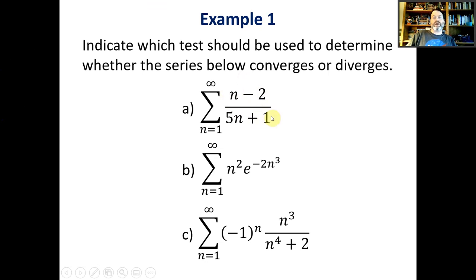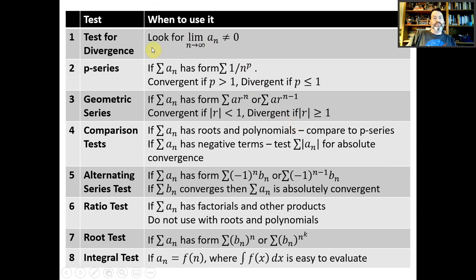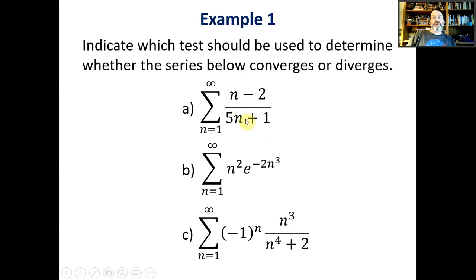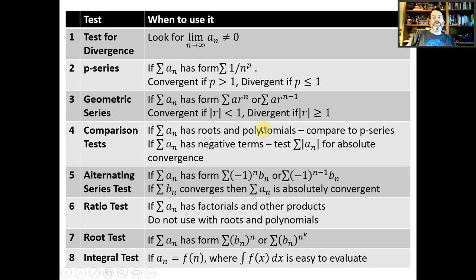All right, so what kind of series is this? Well, let's go back and look at the form. Right, we have these forms. I see roots and polynomials, right? I see polynomials right here. That's a polynomial, that's a polynomial. So you might be thinking P series.